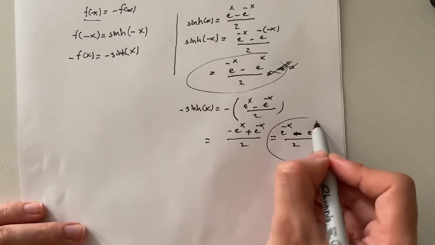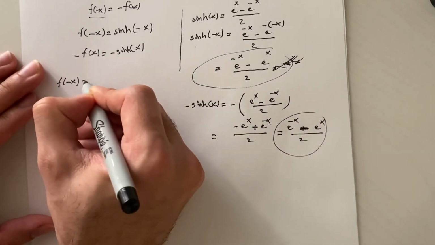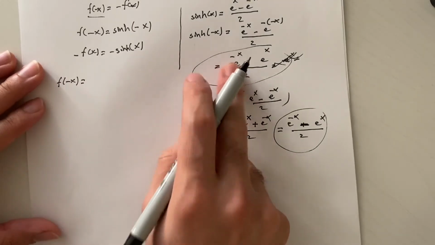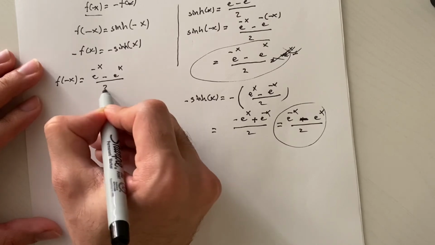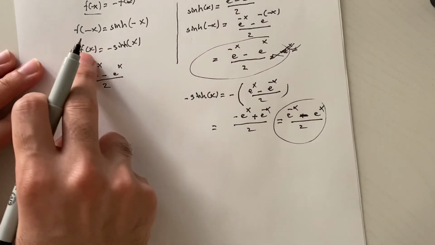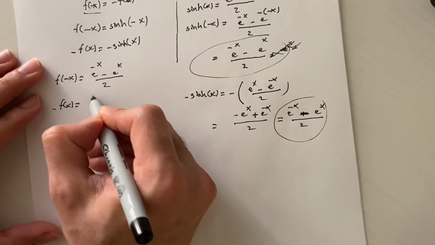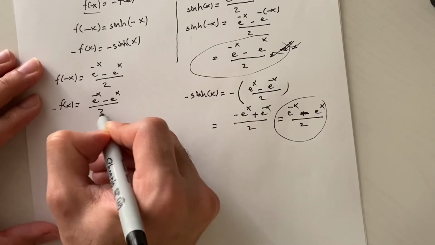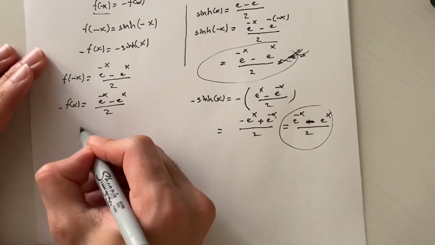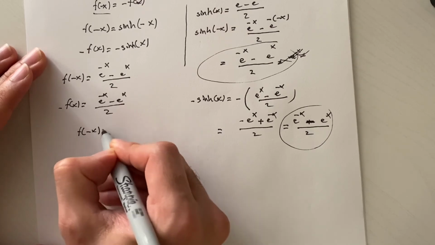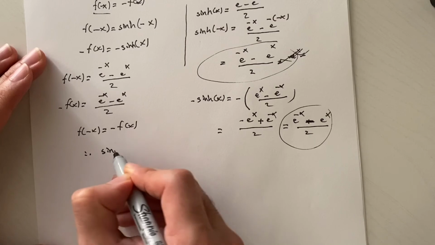Now we notice that the function f of negative x is e to the negative x minus e to the x, over 2. And negative f of x is e to the negative x minus e to the x, over 2. And we notice these two terms are the same. So this is an odd function.